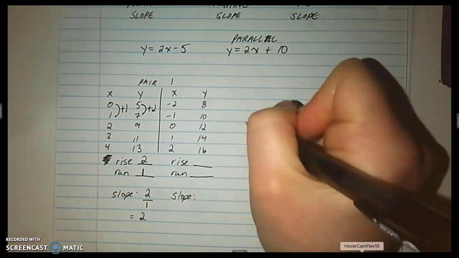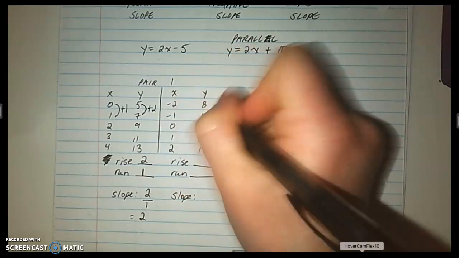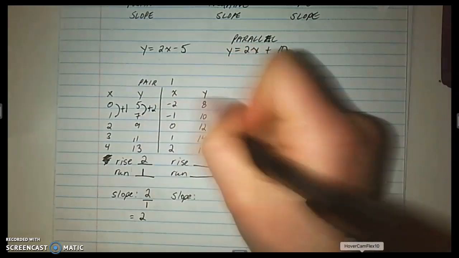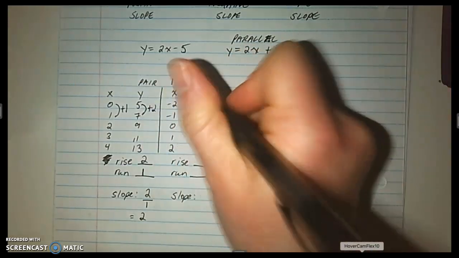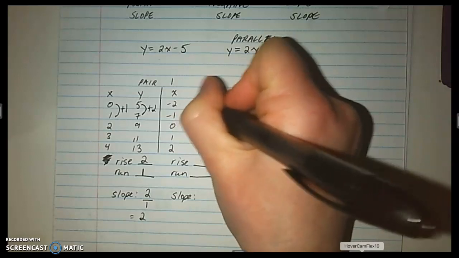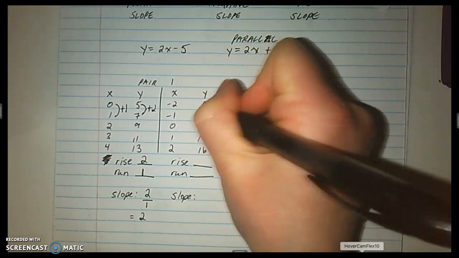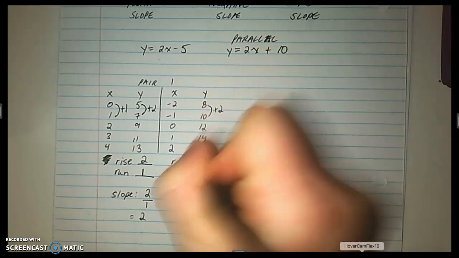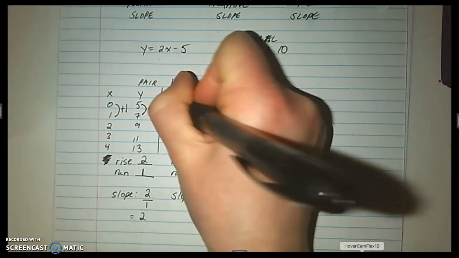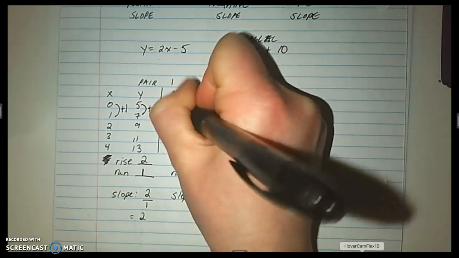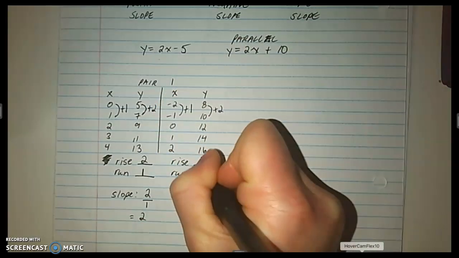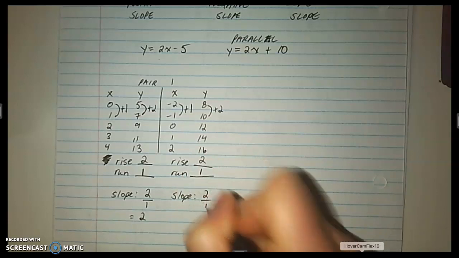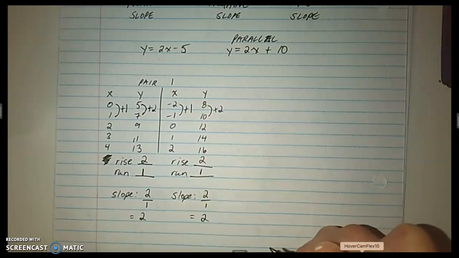I'm going to do the same analysis for here, and I'm going to use the top 2 lines once again. So there's all this extra information here that I'm just not going to use. So in the y here, I'm going up 2. So my rise is 2. And in the x, I'm going from -2 to -1. That is going up 1. So my run is 1. So my slope is once again 2 over 1 or just 2.